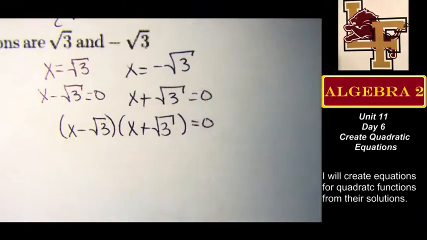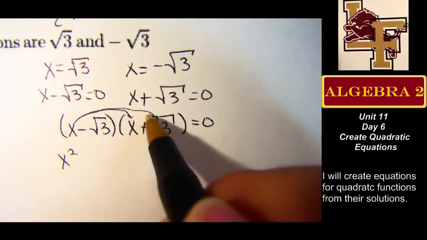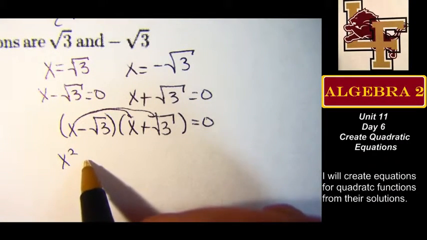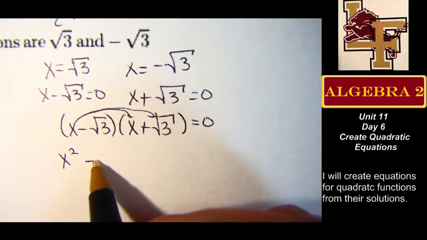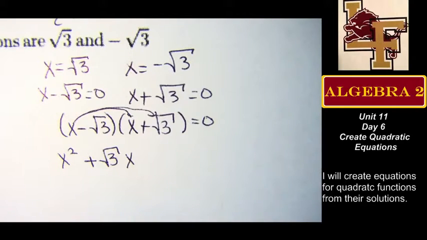X times x, you told me, was x squared. X times square root 3 is x square root 3x. Typically we write those variables at the end. Why is it outside? Because it's not inside of a radical itself. Oh, okay. So you just add it at the end.